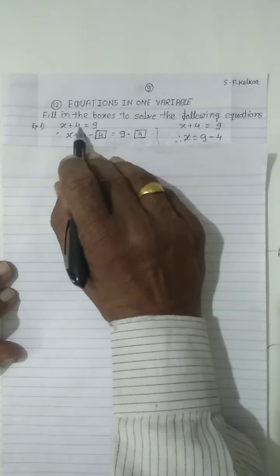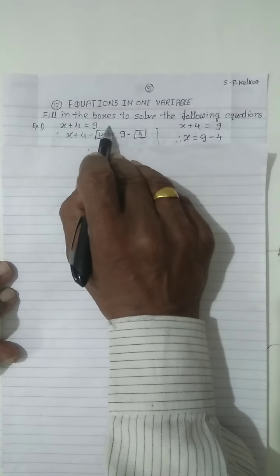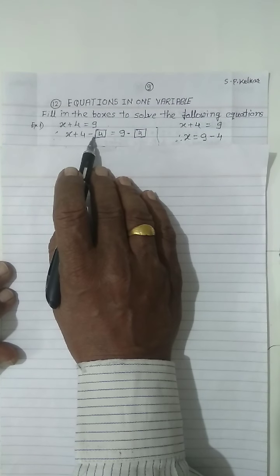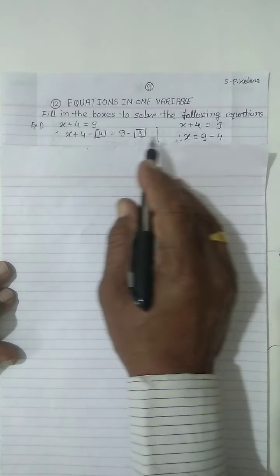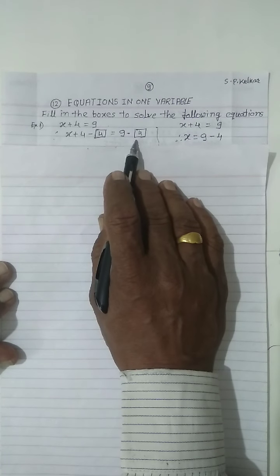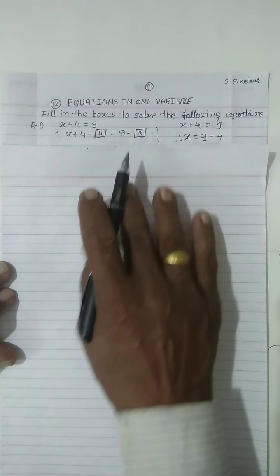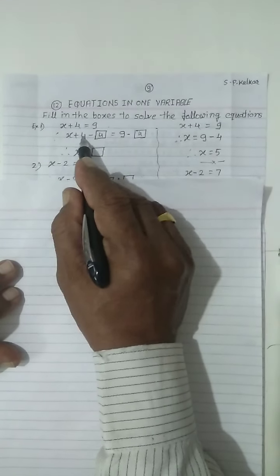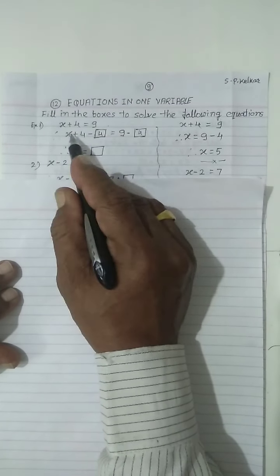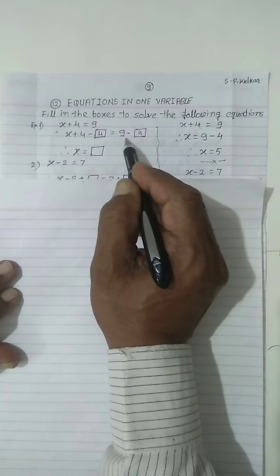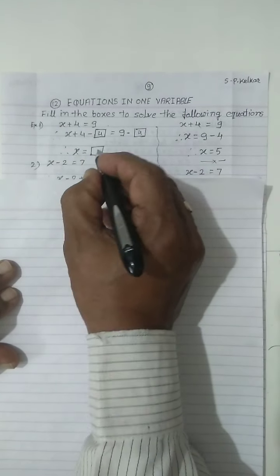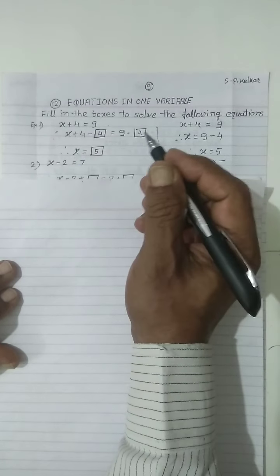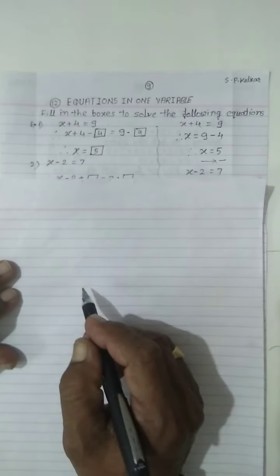This is the left side, this is the right side. So we subtract 4 from the left side, then again we subtract 4 from the right side. See, this 4 cancels, so we write down here only x. 9 minus 4, we get here 5. In this way we solve this equation.